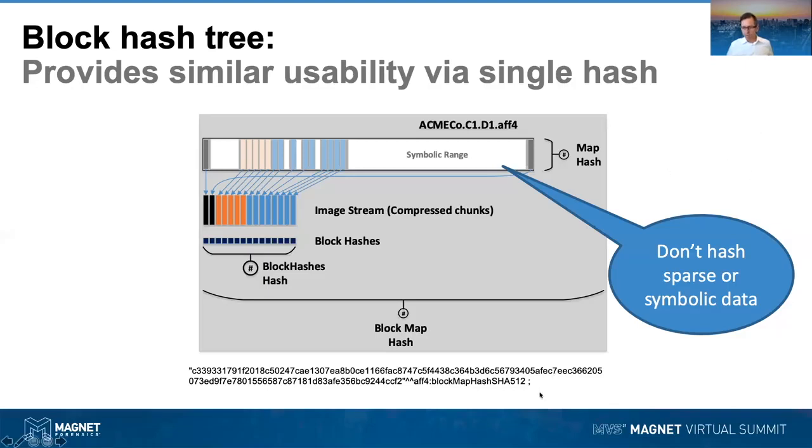At the bottom of the screen here, you can see a block map hash as it's being stored in AFF4's metadata. You can see here basically that we're using SHA-512 for this level of our hashes. We don't use SHA-512 or 256 for the block hashes. What we do is generate multiples of those using faster hash algorithms like MD5 and SHA-1.